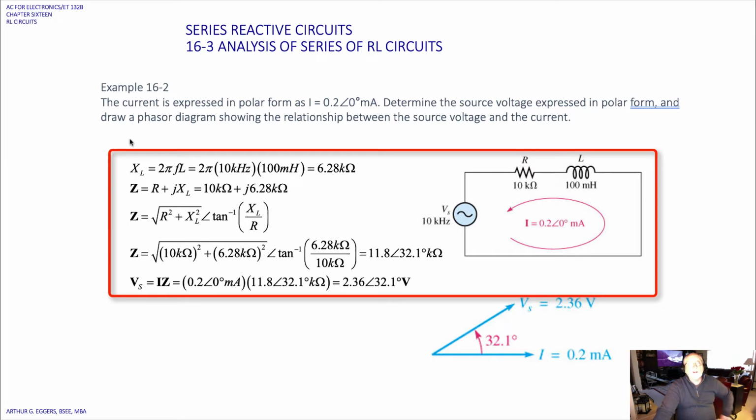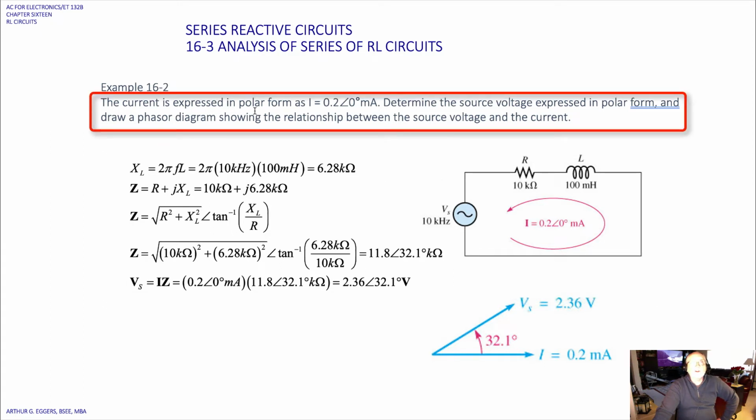So what we need to do is take a look at what we have given here, and determine how we can solve for the unknown. The current is expressed in polar form, as I said, 2.10 at an angle of 0 degrees in milliamps. Determine the source voltage expressed in polar form and draw the phasor diagram showing the relationship between the source voltage and the current. So we have the frequency given, but we do not have the voltage.